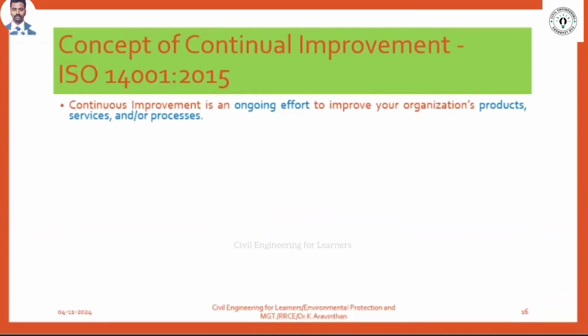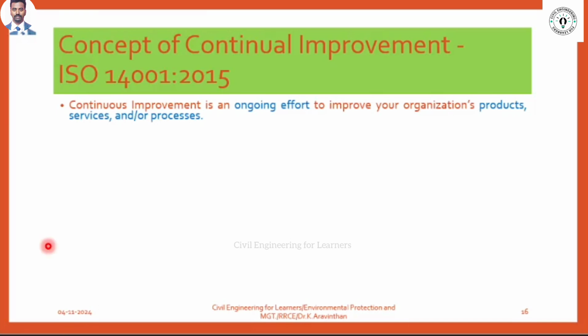Do, check and act. These are the four wings in the environmental management system. In that, you have to do all the four parameters for improving the environmental management system. Now, continual improvement is an ongoing effort.